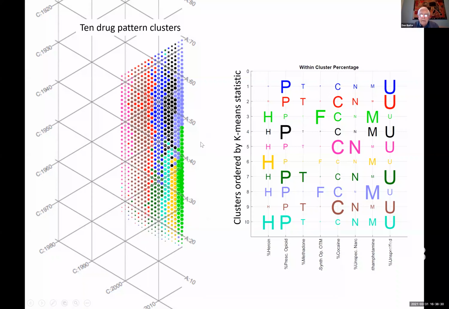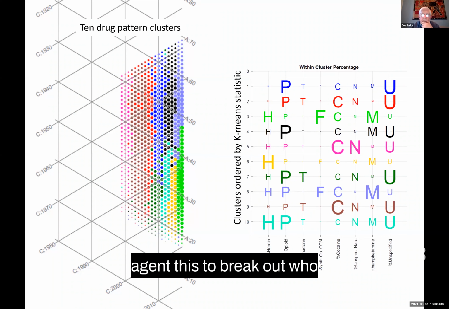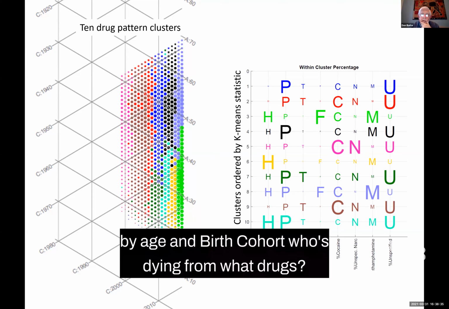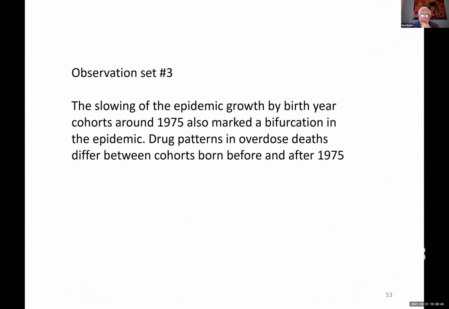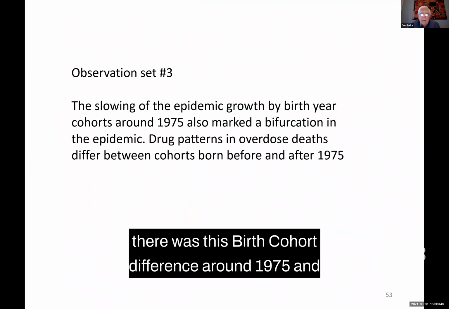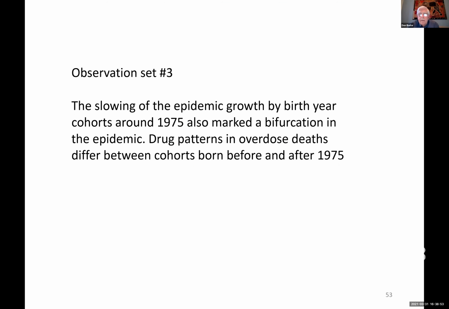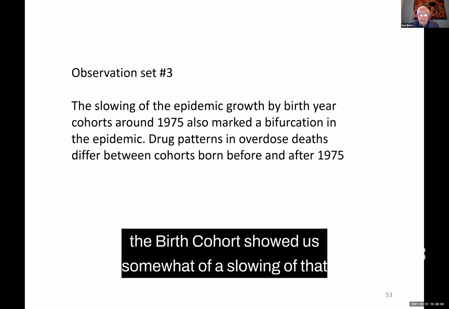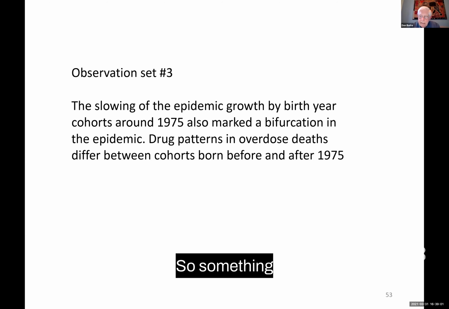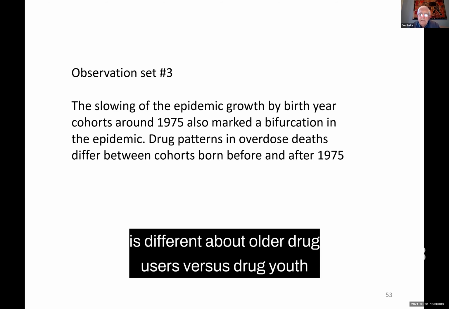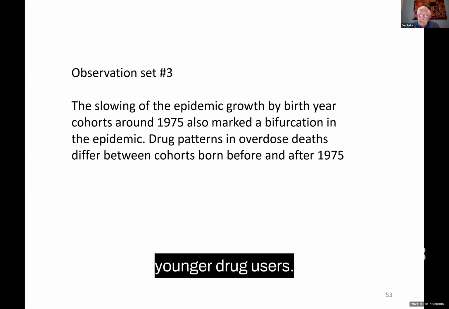So you can use the agent to break out who, by age and birth cohort, is dying from what drugs. I won't go through that, other than to say that there was this birth cohort difference around 1975, and that's when the birth cohort showed us somewhat of a slowing of the epidemic, but it was also a bifurcation in the drug pattern. So something is different about older drug users versus younger drug users.